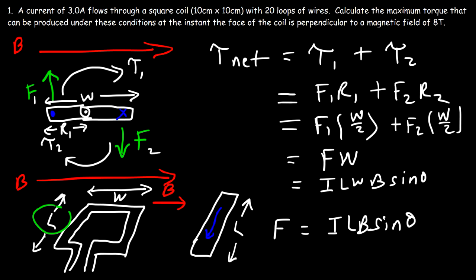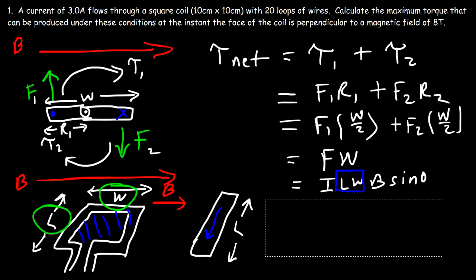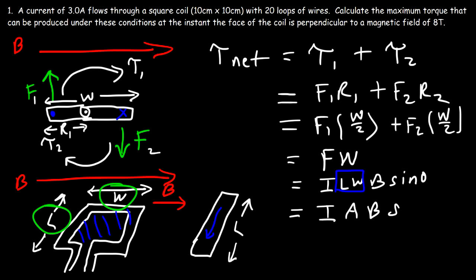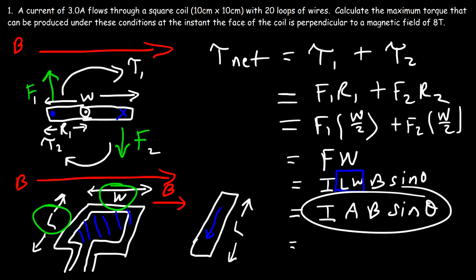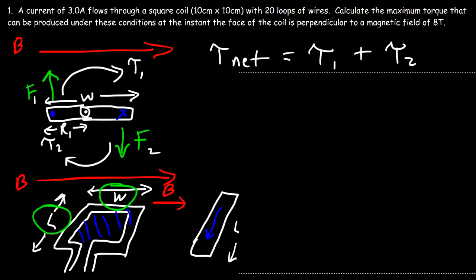Now the length of the coil times the width of the coil will give us the area of the coil. So area is length times width. So right now we have this equation. It's the current times the area of the coil times the magnetic field times sine theta. Now, if we have multiple coils or multiple loops, then we need to multiply this quantity by n. So this gives us the final equation.